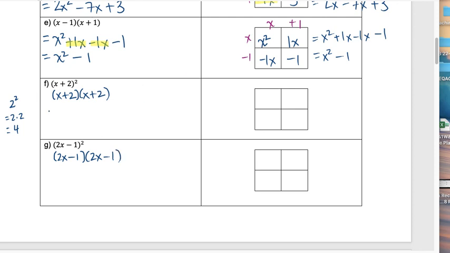All right, so if we're going to use FOIL here, first, x times x, outer, 2x, inner, 2 times x is 2x, and then last, 2 times 2, 4. Okay, add up the like terms.